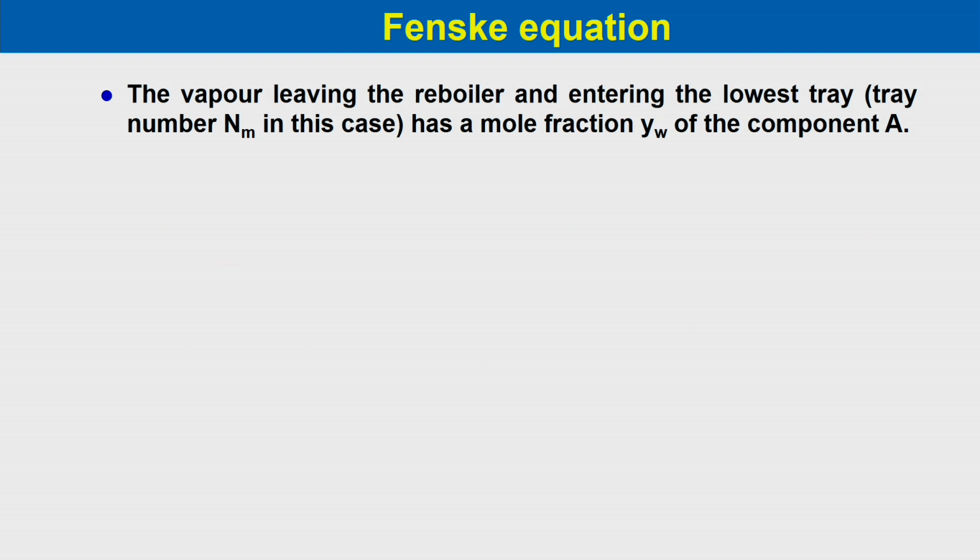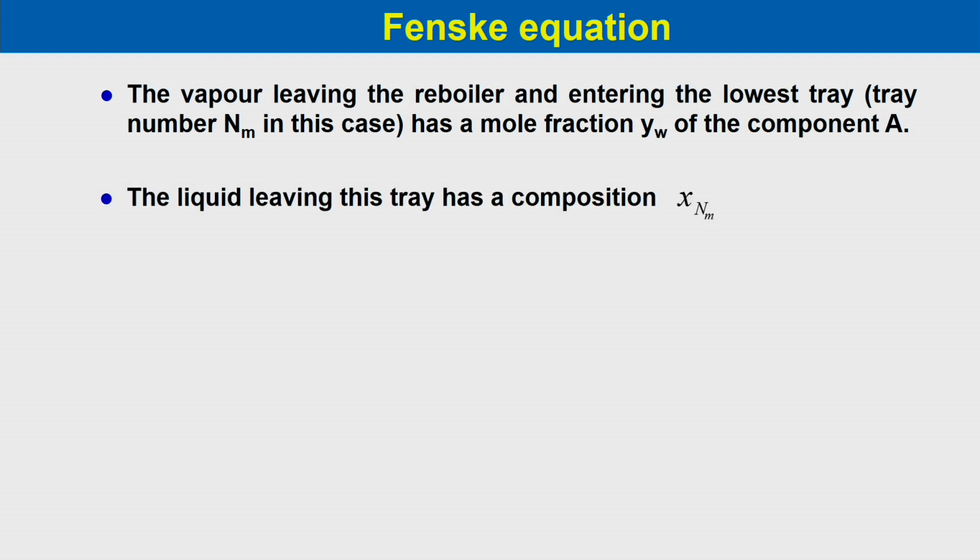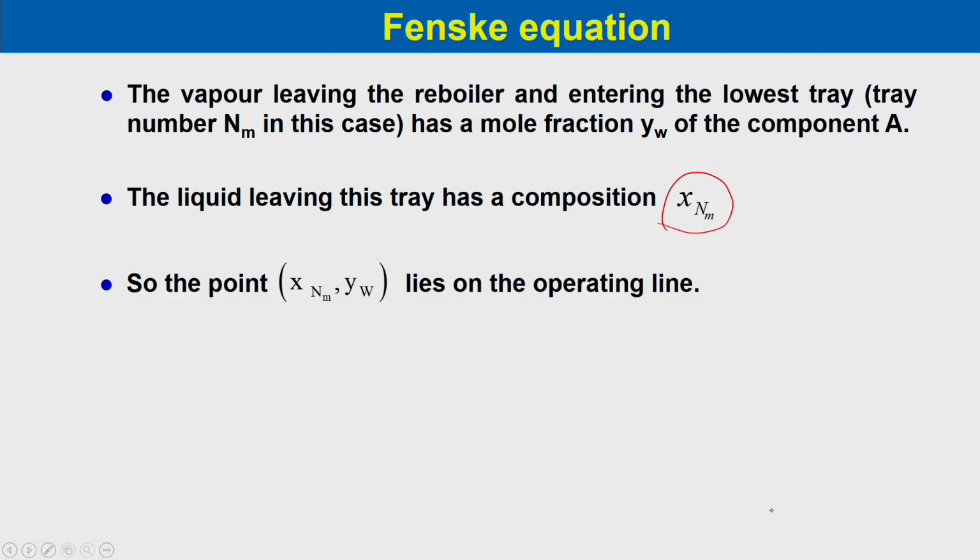The vapor leaving the reboiler and entering the lowest tray, that is the tray number Nm in this case, has a mole fraction of YW of the component A. The liquid leaving this tray has composition XNM. So, the point XNM and YW lies on the operating line.